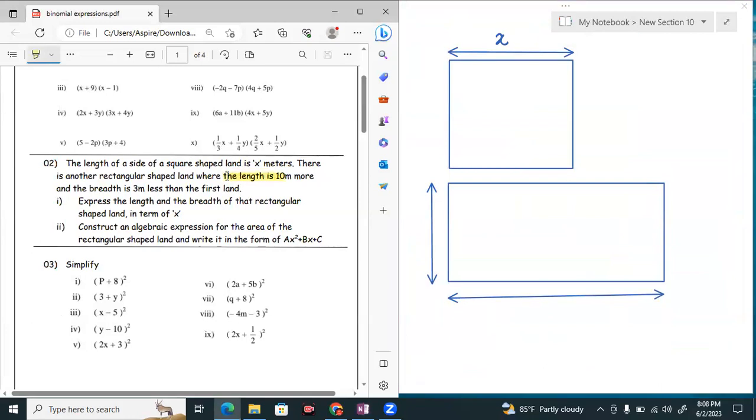The length is 10 meters more and breadth is 3 meters less. Okay? Then here the breadth also x, no?